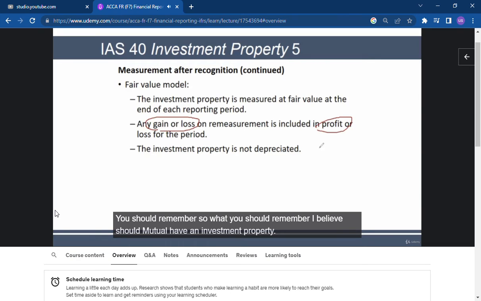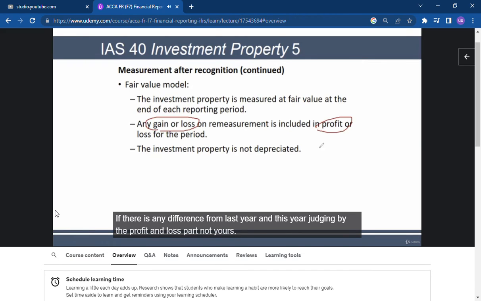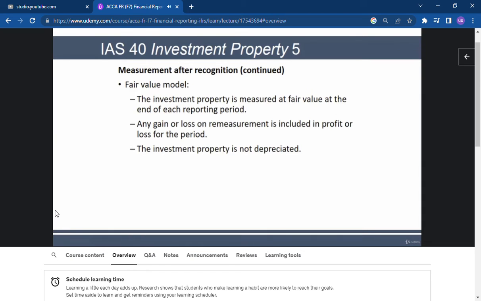So what you should remember, ideally, if you have an investment property, don't charge depreciation. Keep it at fair value. Throughout the year, you do not charge depreciation. At the end of the year, you measure it. If there is any difference from last year and this year, charge it to the profit and loss part, not to OCI. This is the suggested, recommended, preferential way of doing it. If you don't want to do it for some reason, then you can use the cost model. So the cost model here is not a preferred thing.